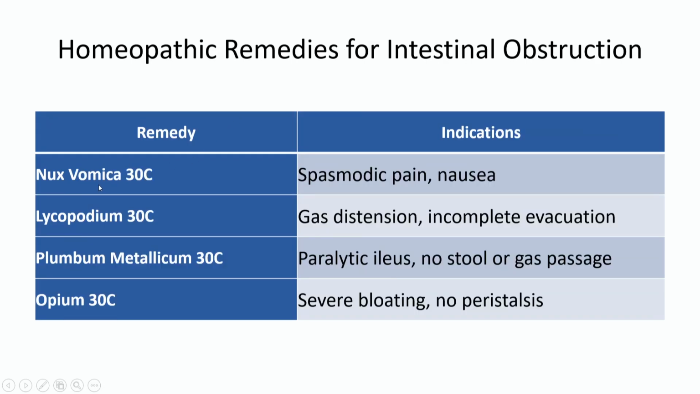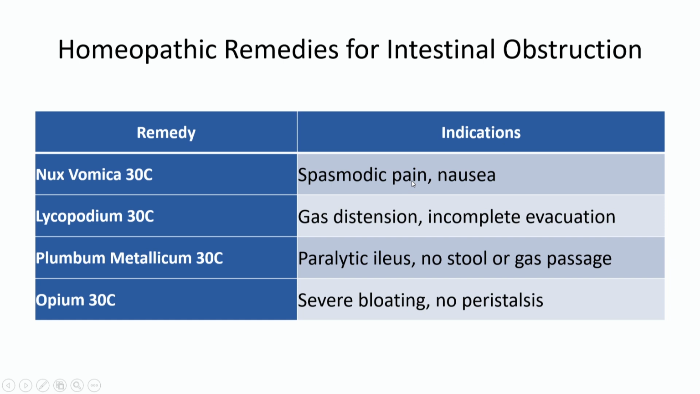In homeopathy also there are some medicines like Nux Vomica 30, Lycopodium, Plumbum Metallicum 30, and Opium. These medicines act on your nervous system, and through the nervous system, they manage your intestinal movement and your bowel. You can see it is written: spasmodic pain and nausea, gas, distension and incomplete evacuation for Lycopodium; paralytic ileus, no stool or gas passage for this medicine; and Opium for severe bloating and no peristaltic movement.